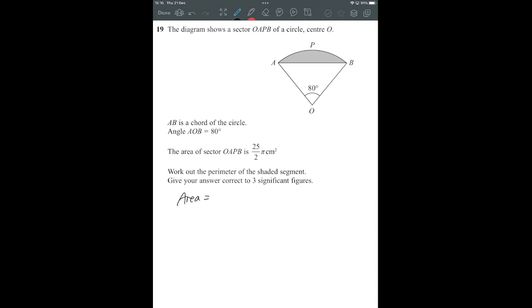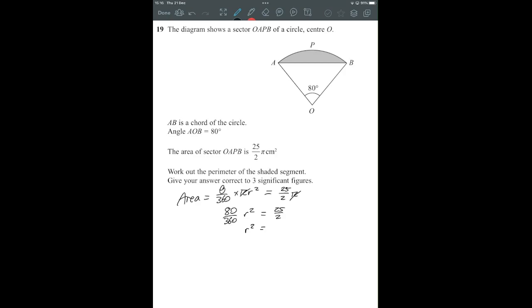Now we remember that the area of a sector is the angle over 360 times pi r squared, and it's been helpfully given to us that that is 25/2. The only missing thing in this equation is r. We know that the 80 degrees is our theta. So 80/360, I'm going to cancel the pi's, r squared equals 25/2. I'm going to divide by whatever 80/360 is. I'm not even going to work that out, I'm going to just type in divide by 80/360.